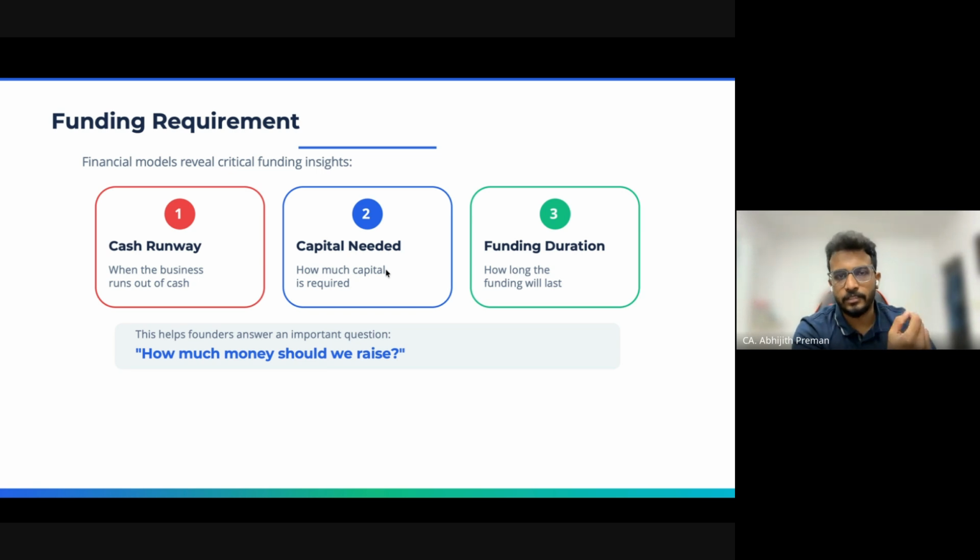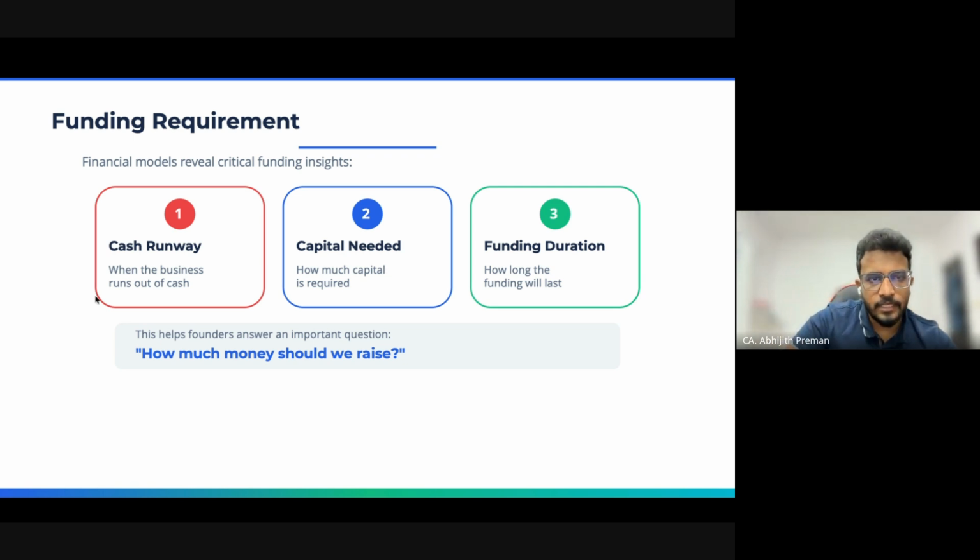Okay. Then funding duration. How long will the funding last? So for example, even if you raise 5 crore, then again, when is it going to be negative again? Because for example, if you are in the production stage or development stage of your business, the revenue may take a bit of time to hit your bank account, or start generating. So in that case, you need to know how long this funding is going to last. And typically, people raise funds for a duration. People raise it for like 18 months of runway, 24 months of runway.